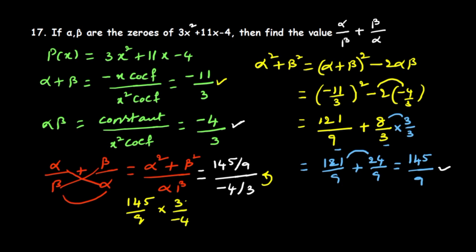So the 3s get cancelled. Then finally we have 145 divided by 3 minus 4s, 3 4s are 12, so minus 12. So finally the answer is minus 145 divided by 12, that is the final answer, right?